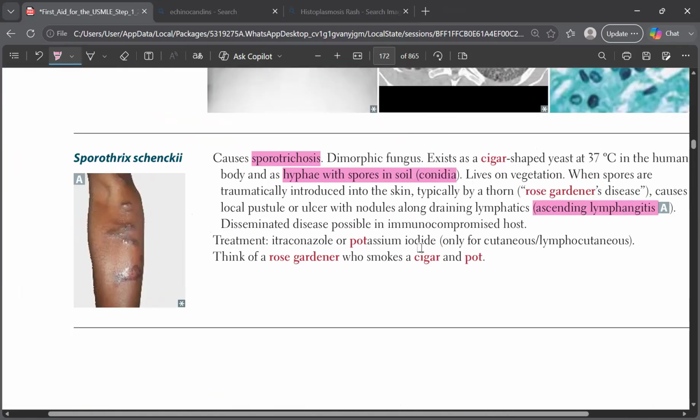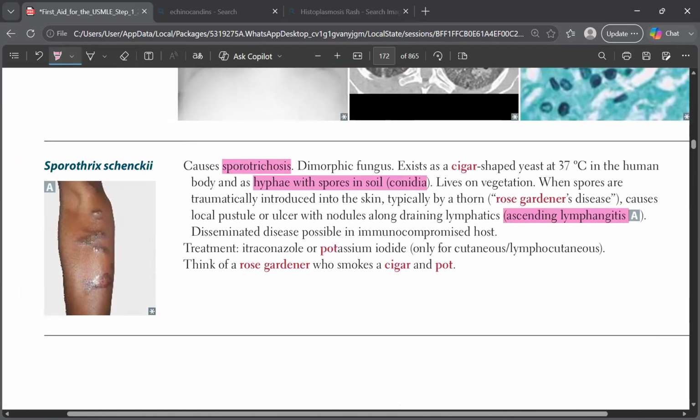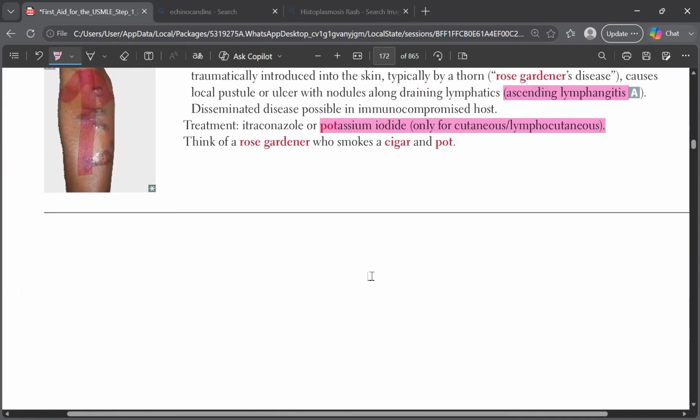Where is the picture? Yes. It progresses in this fashion, downwards to above, ascending lymphangitis. Disseminated disease is possible in an immunocompromised host. Treatment is itraconazole, or potassium iodide only for cutaneous or lymphocutaneous disease. And think of a rose gardener who smokes a cigar.